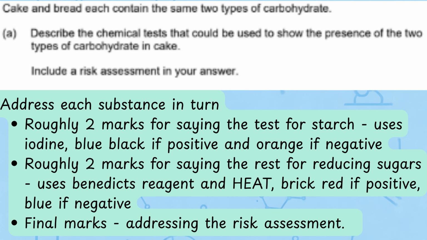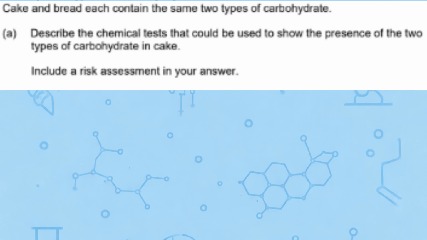So when it comes to this specific sort of answer, where you're having to give a method about food tests, you're going to get marks for roughly the following. Roughly 2 for saying about the starch food test with the reagent and the positive and negative test. You're going to get another 2 marks for the test for reducing sugars with the reagent used and the positive and negative results. And your final marks to round up your answer: you cannot ignore this sentence, include a risk assessment in your answer. When I show you the mark scheme in a moment, I'll show you what things would be acceptable for the risk assessment part of this question.